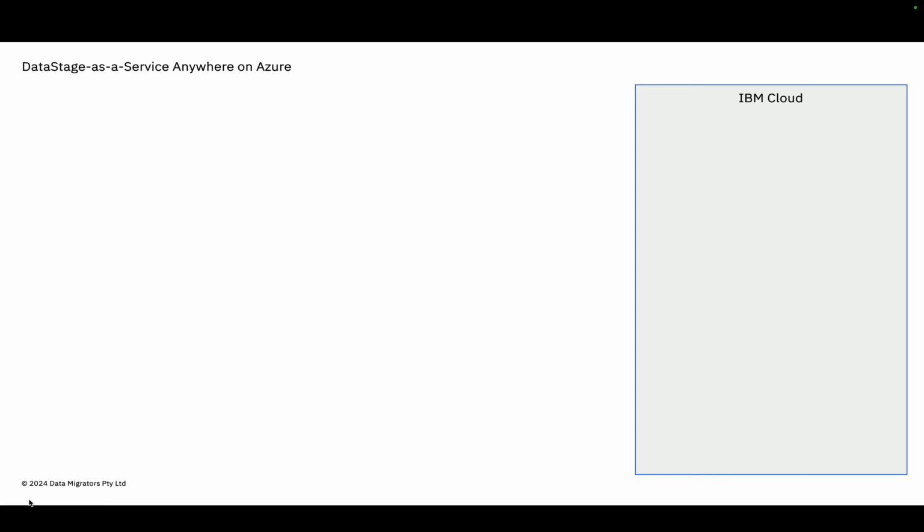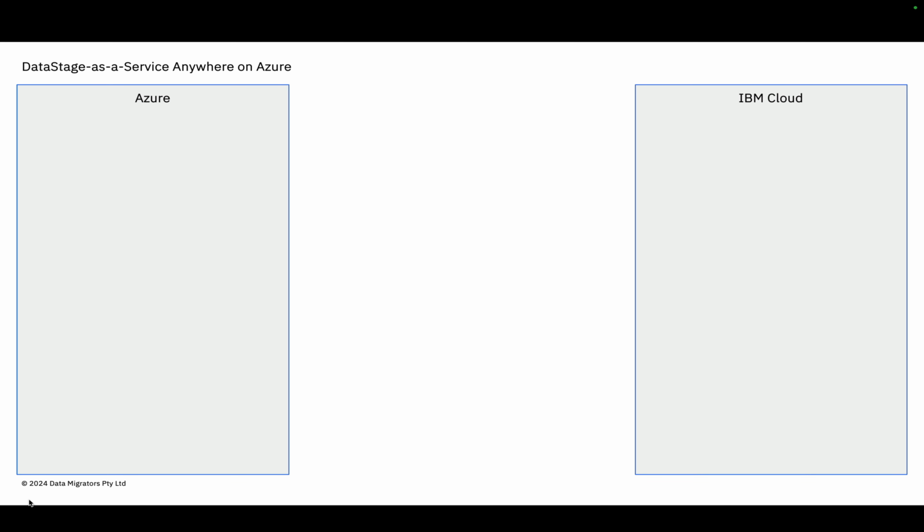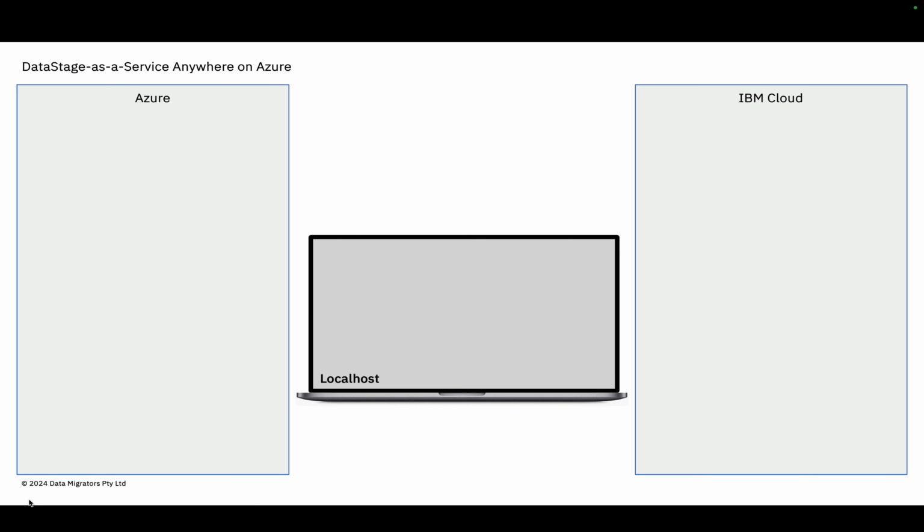So I've got an IBM Cloud environment and I've got an Azure environment. I'm going to use my laptop to configure a connection between these two environments. Once that's done, my laptop's out of the picture. It's just used as a one-off configuration process.